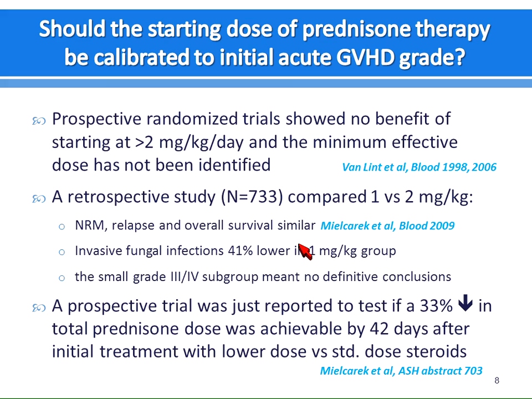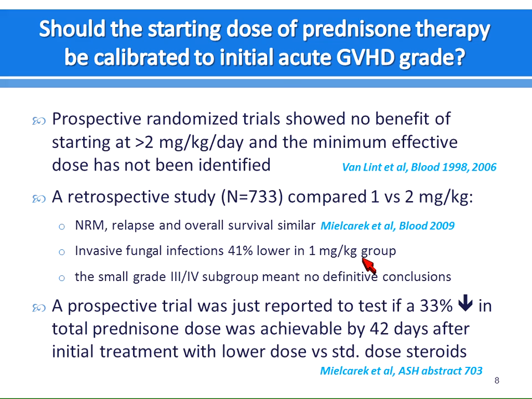At our center, we had a retrospective study, a large number of patients led by Marko Milsarek, published in 2009, and when you treat people with 1 versus 2 milligrams per kilogram for grade 2 GVHD, there wasn't really a lot of downside to using 1 milligram per kilogram in terms of non-relapse mortality, relapse, and overall survival that were all similar. There were lower fungal infections in the 1 milligram per kilogram group.